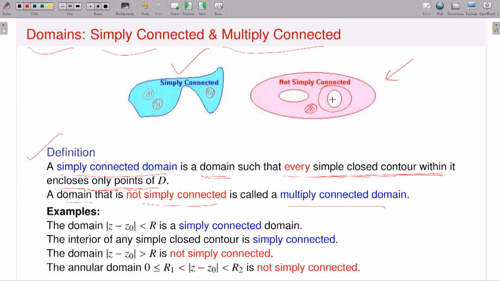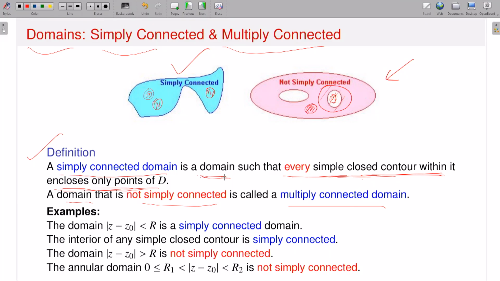now if I want to squeeze it to a point, at one time, while squeezing, I will have this kind of simple closed contour where the interior bounded by this simple closed contour, this white portion, is not a part of the domain. That means there is a hole in my domain. That kind of domain is called a multiply connected domain.